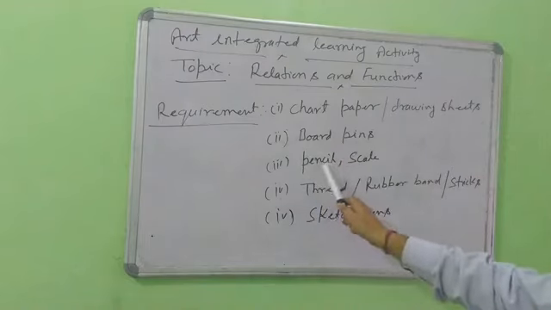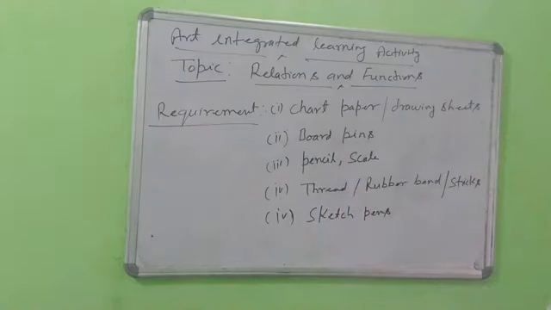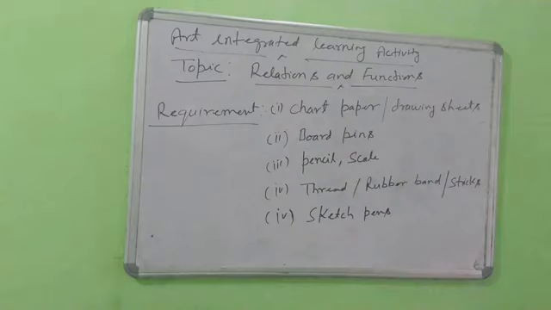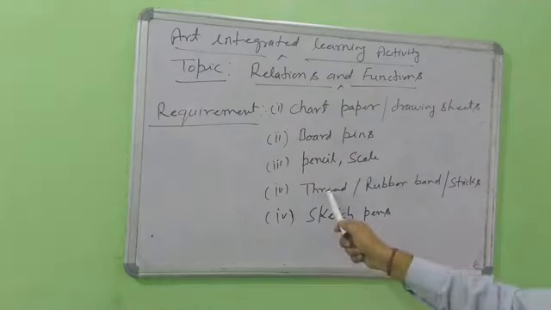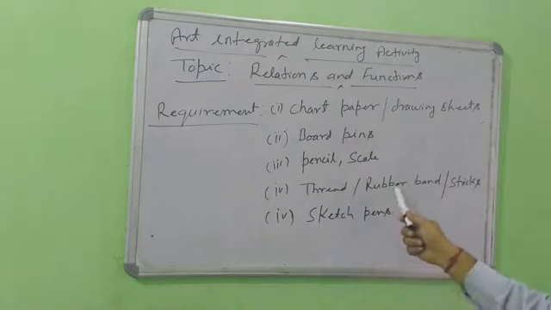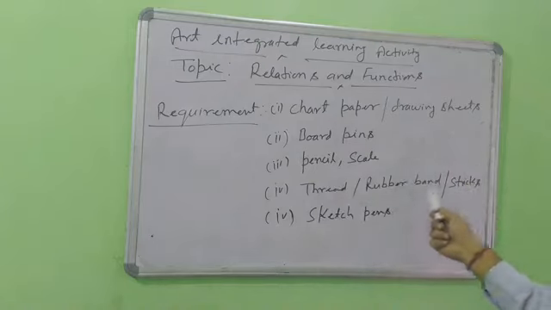Next, you require a pencil and scale for drawing and completing this art process. Next, you require thread. Suppose thread is not available, then you can use a rubber band. Suppose a rubber band is not available, then use sticks. Any one of these is required: rubber band, otherwise thread, otherwise sticks.